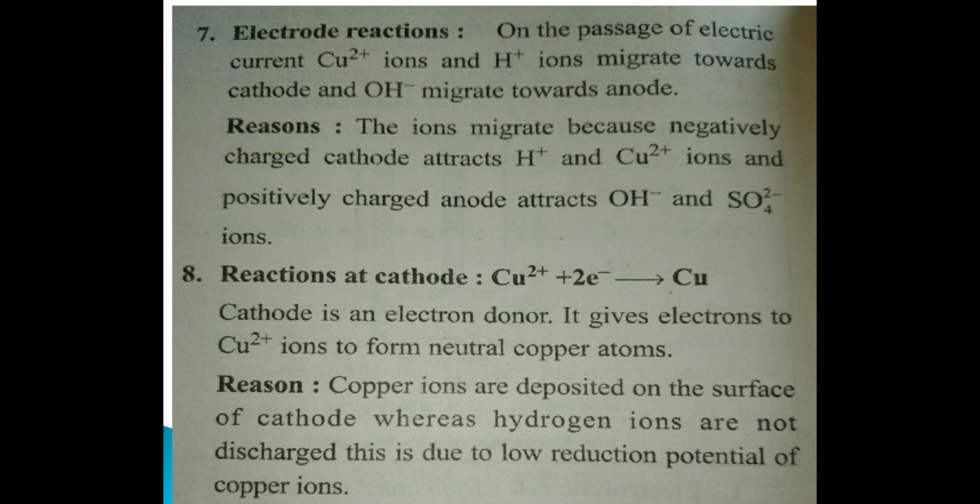Reaction at cathode: Cu2+ plus 2 electrons gives Cu. The cathode is an electron donor. It gives electrons to Cu2+ ions to form neutral copper atoms. The reason copper ions are deposited on the surface of the cathode, whereas hydrogen ions are not discharged, is the low reduction potential of copper ions.